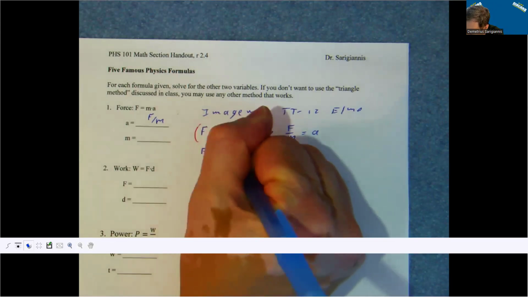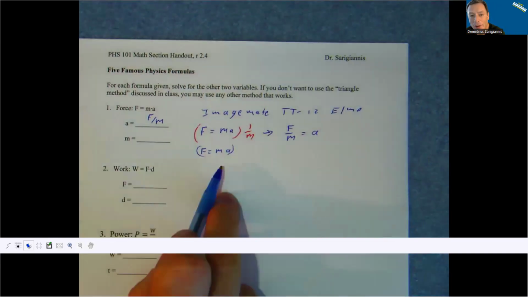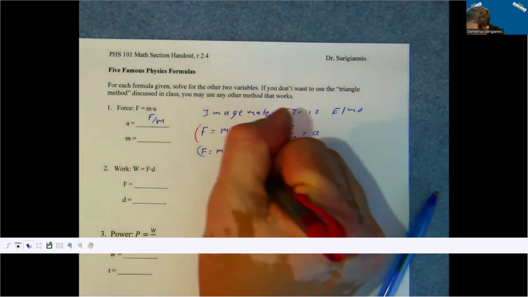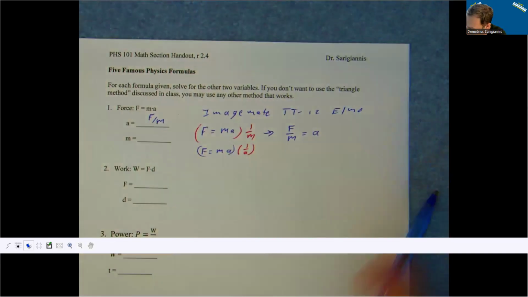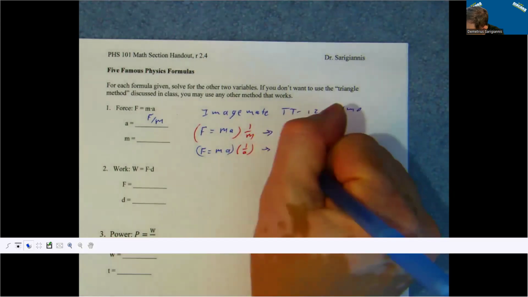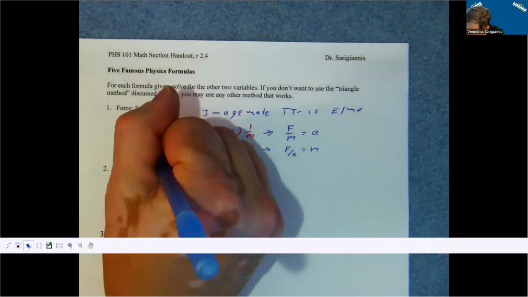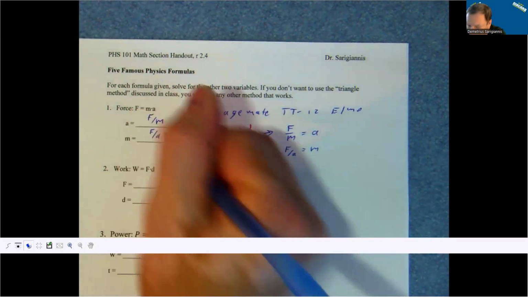Again, we want to get M by itself. We divide both sides by A. And this gives us F over A equals M. So M is F over A.